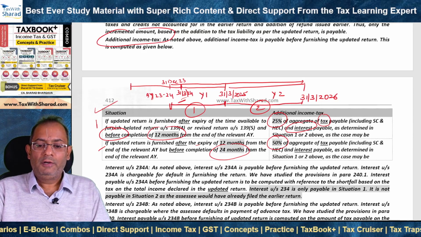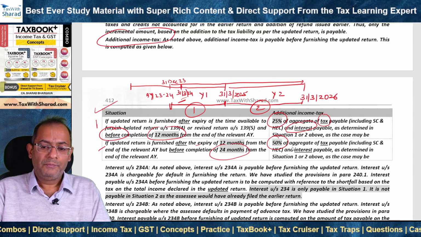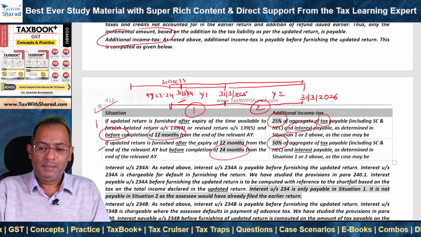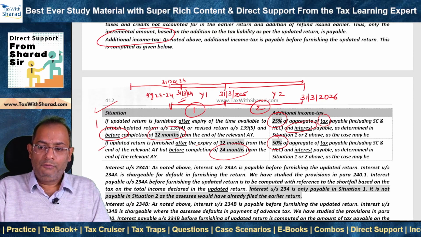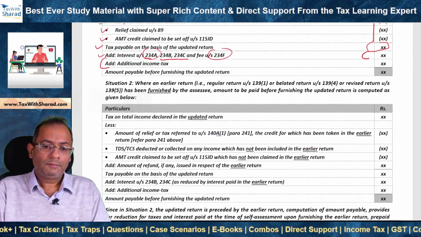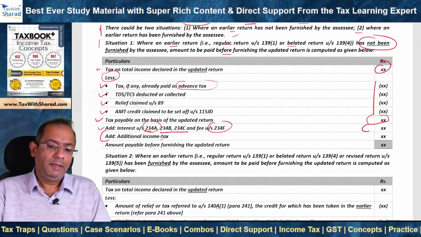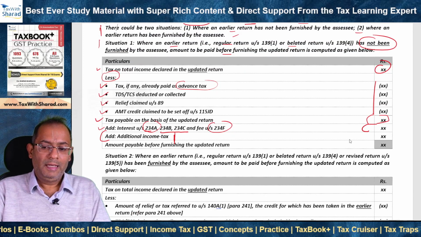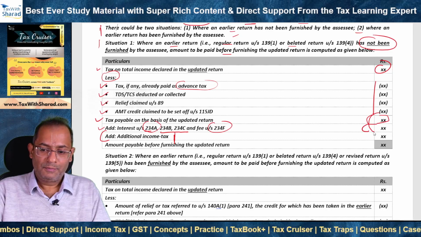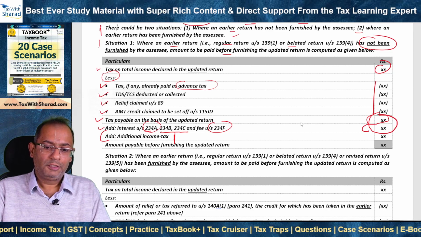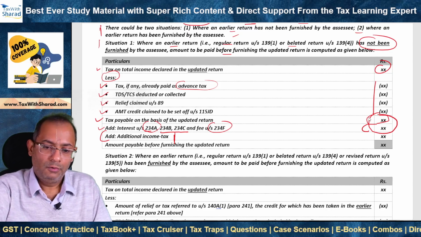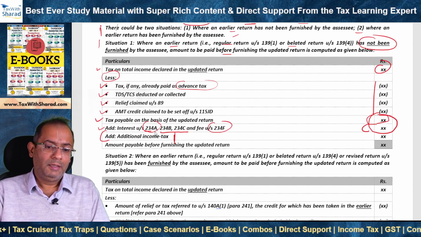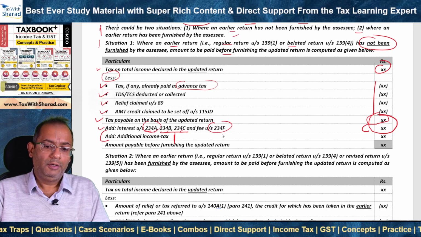Okay, so this 25% or 50%, as the case may be, is computed on tax plus interest, and tax includes surcharge and cess. So if we go back to our table, then additional income tax will be computed at the rate of 25% or 50%, as the case may be, on tax and interest. That means tax payable on the basis of the updated return, and this will include surcharge and cess as well, plus interest. Okay, interest under section 234A, 234B and 234C.